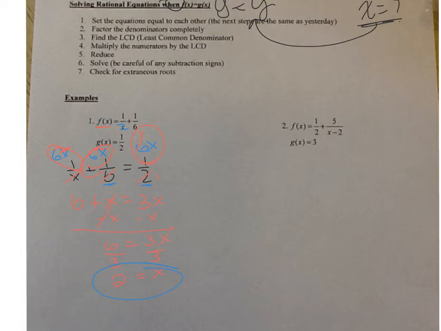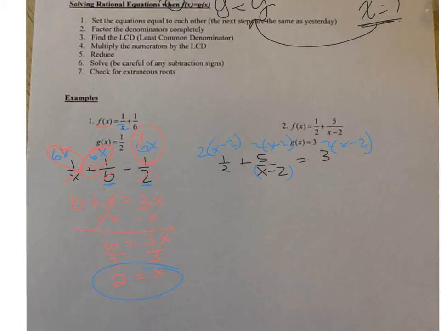All right, so let's try number 2 over here. So I have f of x is 1/2 plus 5 over x minus 2, and that equals g of x, which is equal to 3. So I have, in the denominator, a 2 and an x minus 2. Remember that 2 is attached to the x. So I'm going to multiply everything by x minus 2, and that'll take care of the x minus 2. But this 2 here with the x minus 2 does not take care of that 2. So we have to give everything a 2.